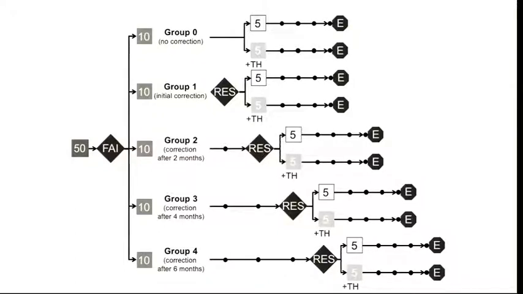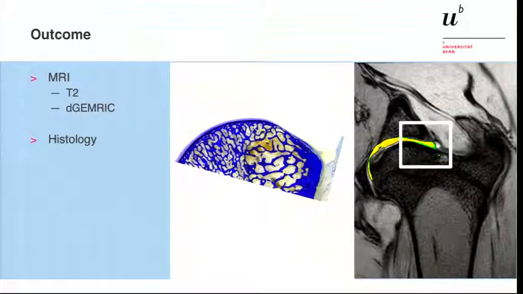We can add some potential cartilage therapy. We are going to use PTH in this case because it's easy to apply, and we know that it might have some chondroregenerative effect in those hips, but you can basically use any other type of cartilage therapy too. And we're going to evaluate the outcome based on MRIs. We are using T2 and T-GEMRIC. This is an actual T-GEMRIC image of one of our sheep, and we will correlate it with histology.